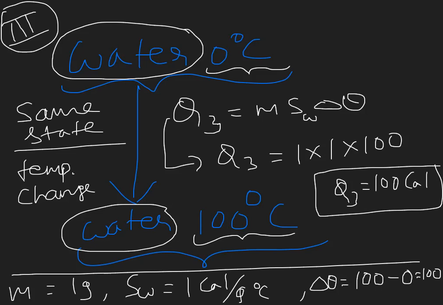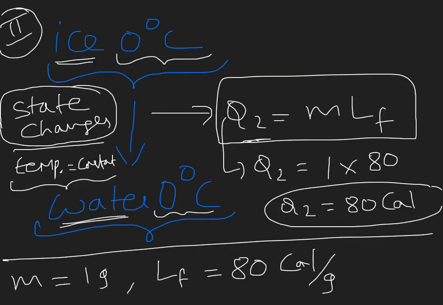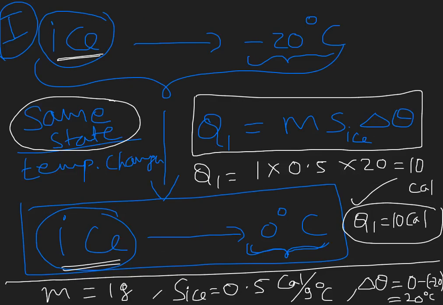So this is our third step. In first step what we did? In first step I set 0 to I set minus 20 degrees centigrade to I set 0.